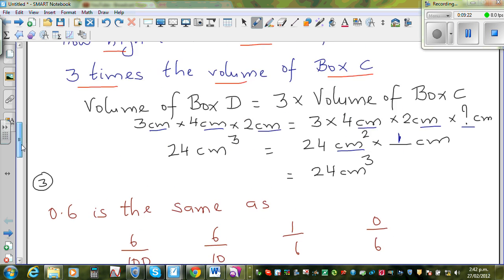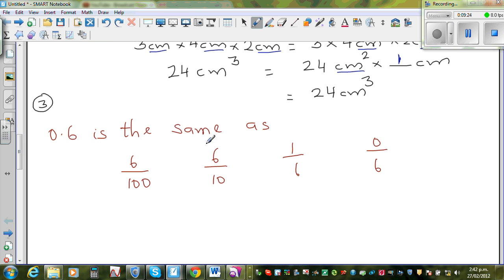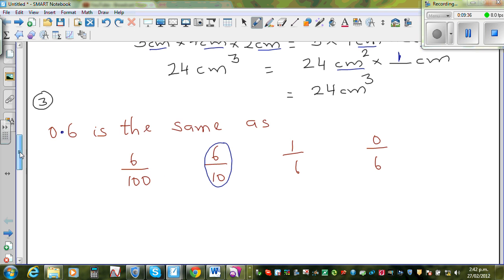Okay, looking at the next question, 0.6 is the same as 6 over 10. This is 6 out of 10. So this is pretty easy.